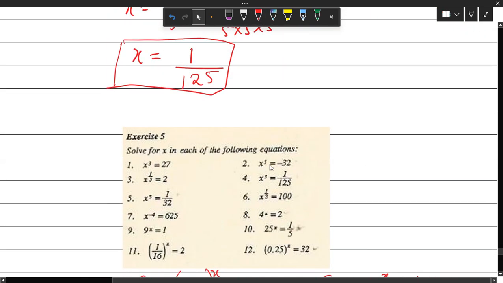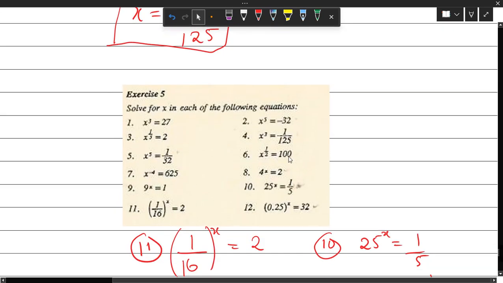So I want you guys to practice, just practice solving the rest of these questions which we haven't solved.